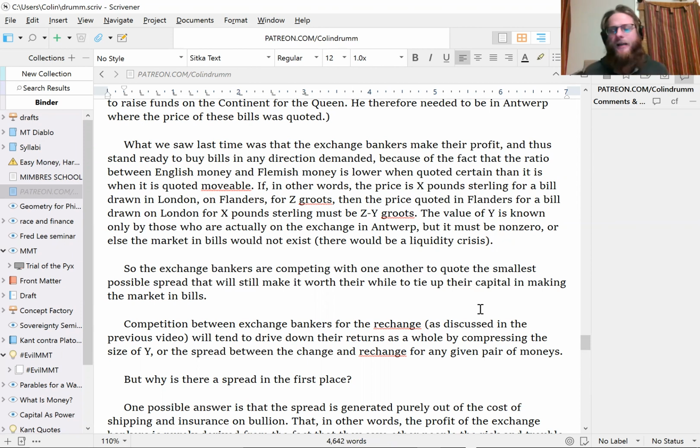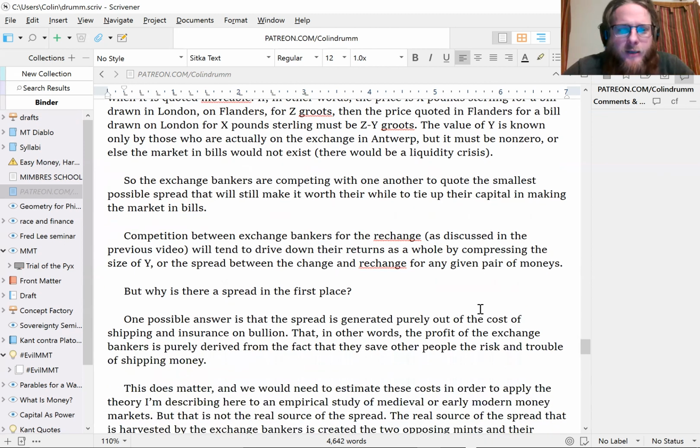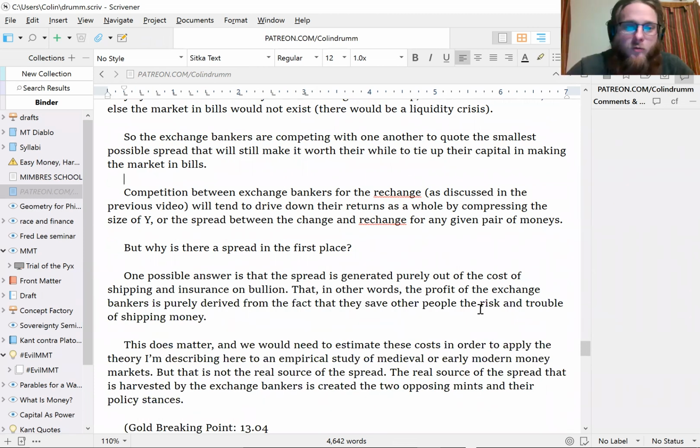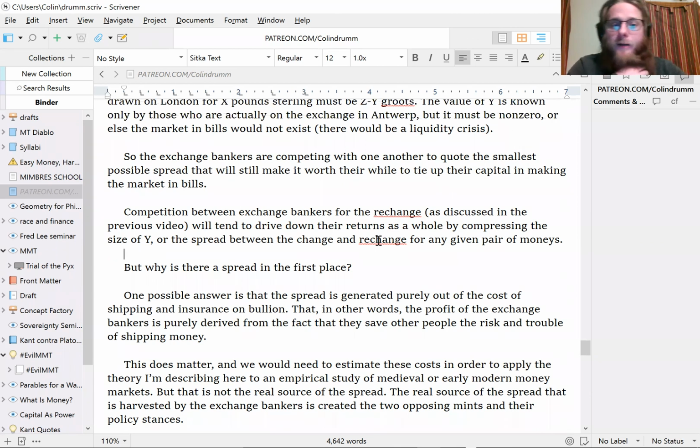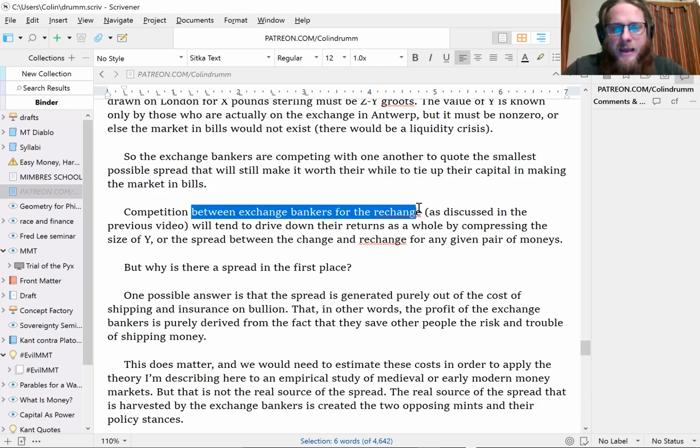So given that the market exists, this Y, the size of the spread, must be non-zero. We don't know exactly how big it is, but we know that it's non-zero because as it approaches zero, the exchange bankers would simply withdraw their capital from the exchange business, because as it approaches zero, there's no profit to be made. So why would you be an exchange banker? You should do something else with your life. Okay, so the exchange bankers are competing with one another to quote the smallest possible spread that will still make it worth their while to tie up their capital in making the market in bills. And this market is really about competition between exchange bankers to make the rechange.